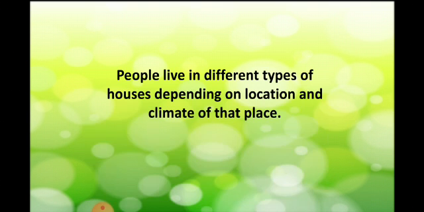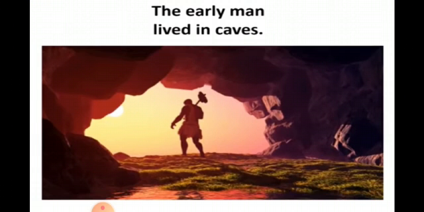People live in different types of houses depending on the location and climate of that place. Depending on the location means the place where we live and the climate. Climate means weather conditions, children. So based on these two factors, people live in different types of houses. Going further, we are going to discuss that, children.